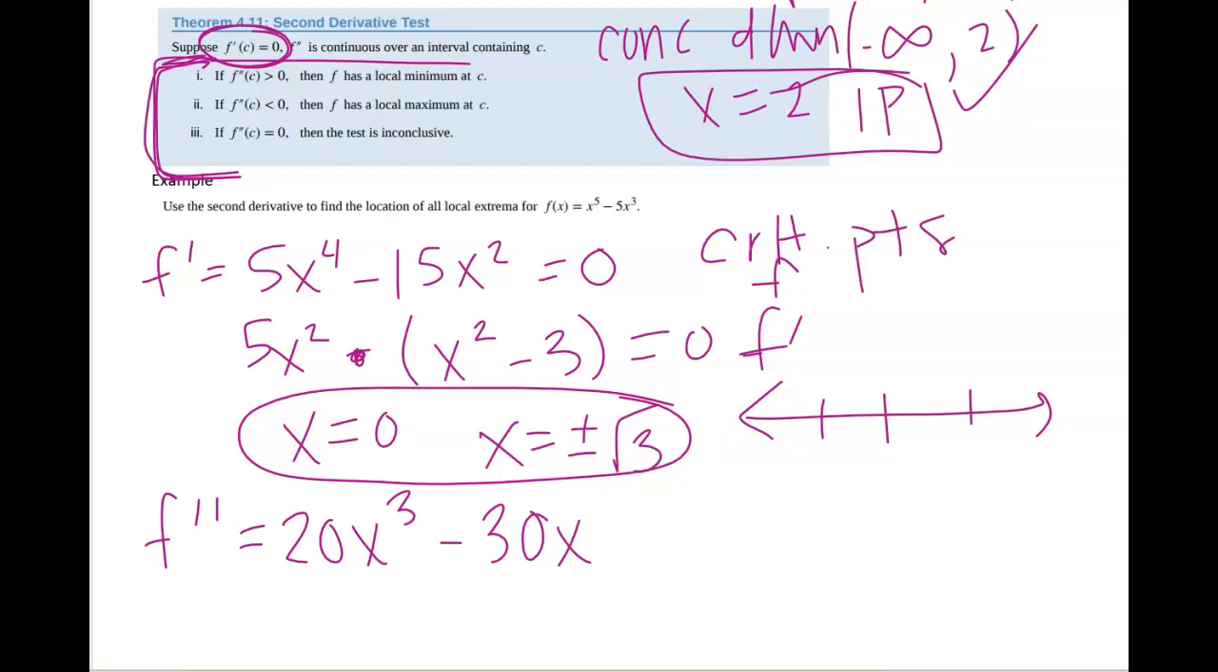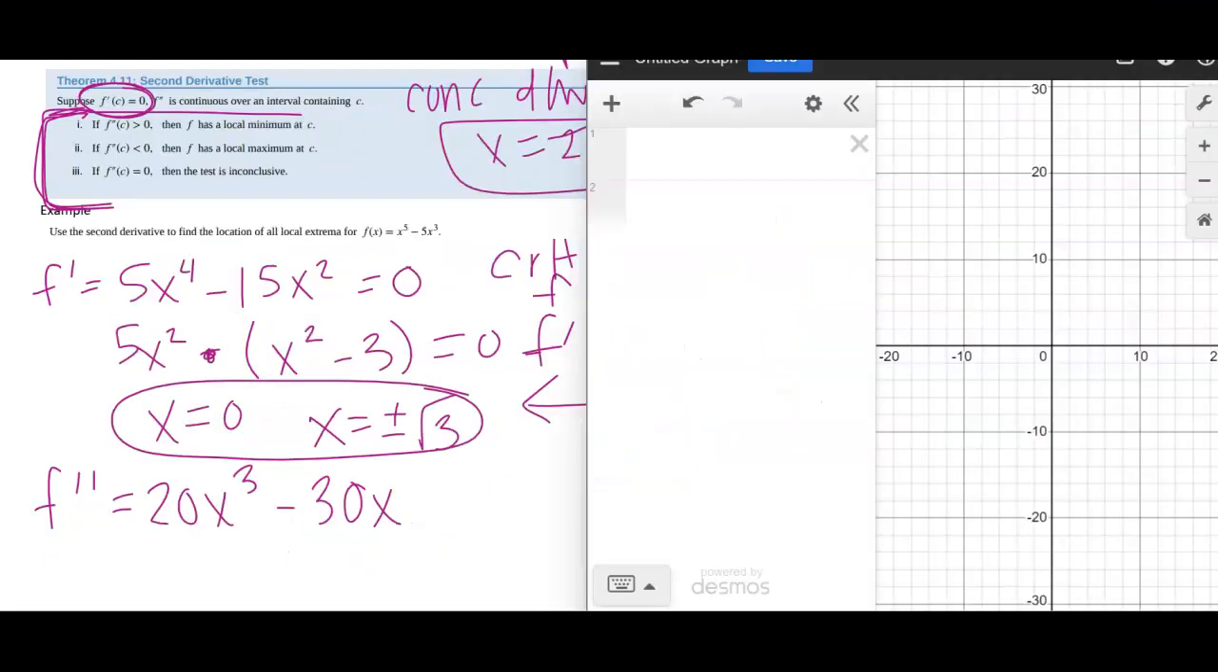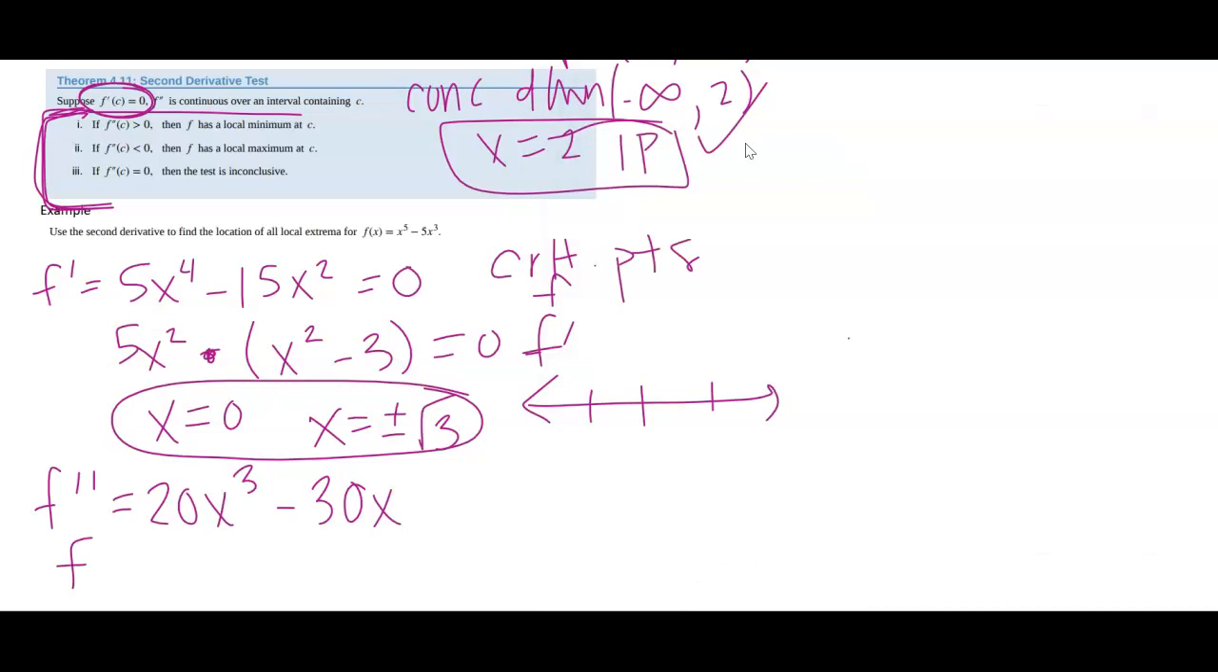I'm going to use a calculator just for time's sake. All right, well, I know when I plug in 0, I get f double prime of 0 is 0. So test is inconclusive. Okay, I don't know. So it's both potentially a maximum or minimum and a point of inflection. Like, is this an inflection point? Because the second derivative is 0, like we don't really know anything there.